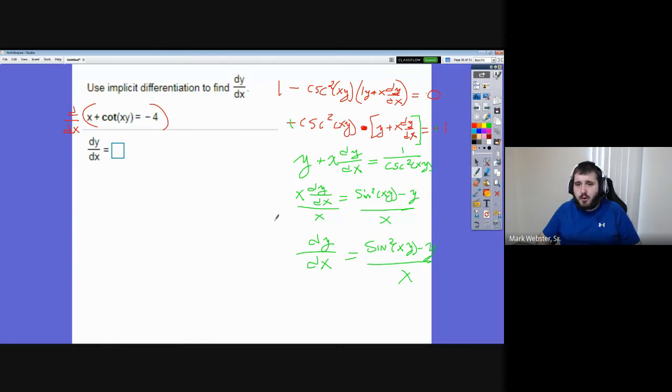But it's the same principle each time. Step 1, take the derivative of every piece. Step 2, solve for dy dx. In this case, there's not a lot of time to get all the dy dx's on one side, but they're already on one side. So now it's just getting everything else rid of, right? And that's what we have. All right. So let's look at the next one.